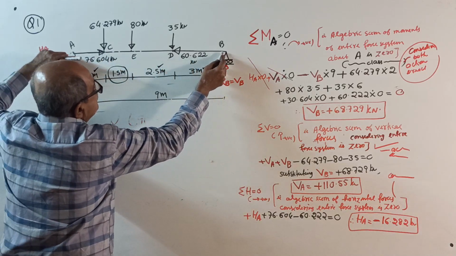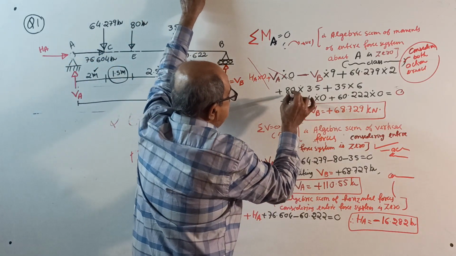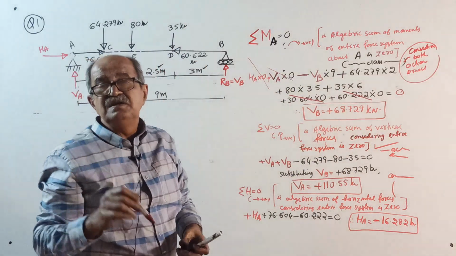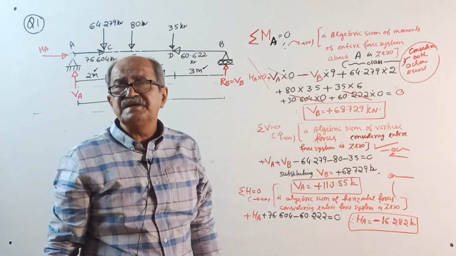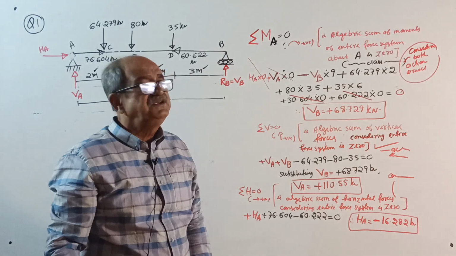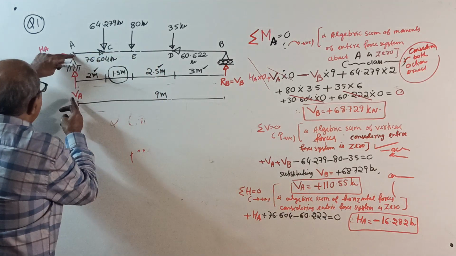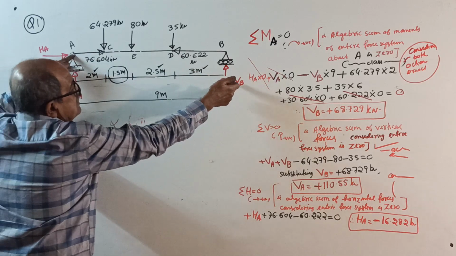76.604 and 60.622 both are passing through A, so this also I will not write next time. Today you write it; next time you make a note. Cut values are not considered next time. Next time onwards, which are 0, skip them. Next time what will I write? VA into 0, not required; HA into 0, these two are 0. I will start from here.